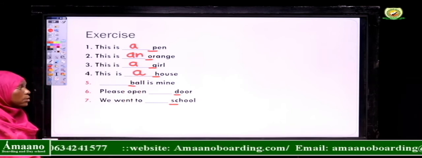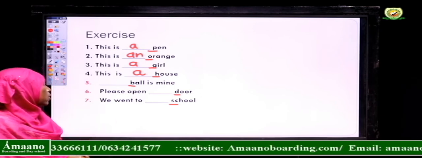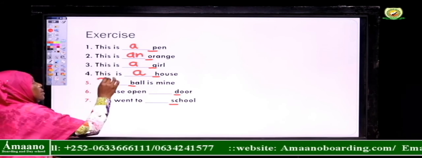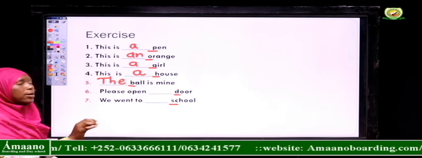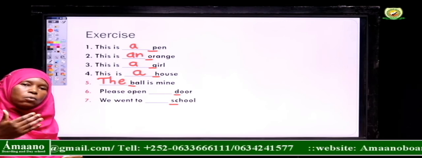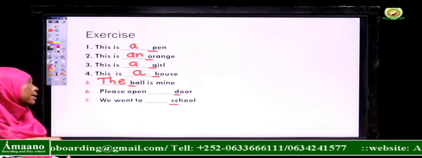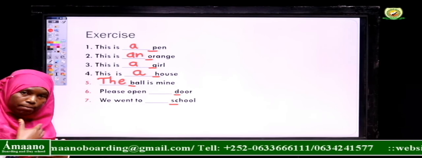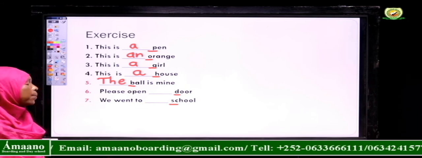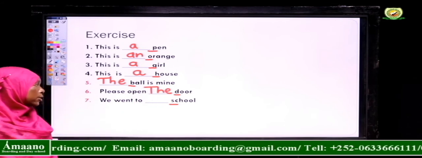And of course, when you're talking about a specific object or a specific thing, we shall say the ball. The ball is mine. The ball is mine, because you're trying to be specific, meaning you're saying exactly whose ball it is. Maybe among many balls you're picking one and saying in a sentence, the ball is mine. Please open the door. Which door are we opening? You are very specific about the door.